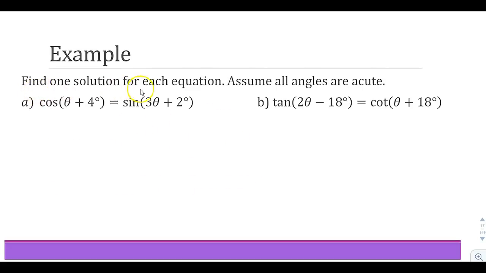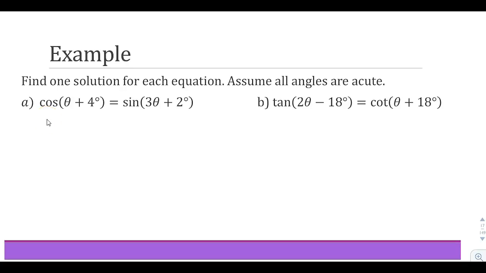In this example, we want to find one solution for each equation. Assume all angles are acute. So here's what we have. We have an equation: cosine of theta plus 4 degrees equals sine of 3 theta plus 2 degrees. So we want one angle theta that we would substitute in that would make these two trig functions equivalent. Now, the problem is that this is a cosine function and this is a sine function. So we can't just set their two insides equal to each other and drop the trig function because they're not the same. But we can write one in terms of its cofunction and then they'll be the same.